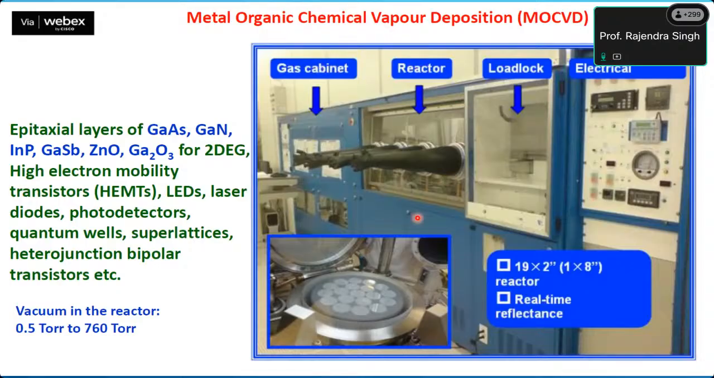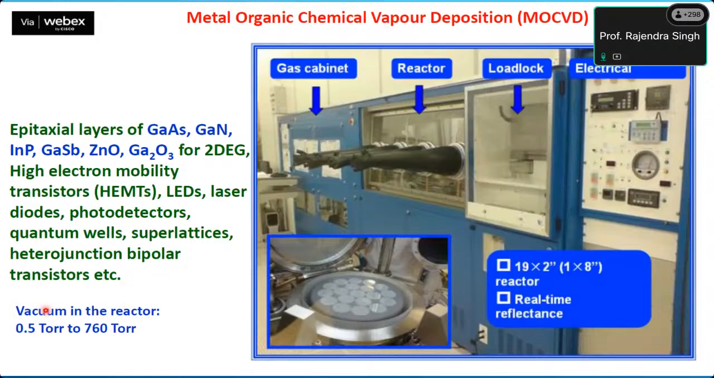So there has to be a complete gas handling system which can handle all these kinds of toxic chemicals. Metallo-organic means trimethyl gallium, trimethyl aluminum. These are the metallo-organics which are used. So epitaxial layers of gallium arsenide, gallium nitride, indium phosphide, zinc oxide, gallium oxide for 2-DEG high electron mobility, LEDs, laser diodes, photodetectors, quantum wells, superlattices, all these kinds of heterostructures, this is used.